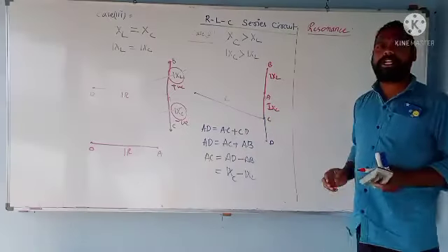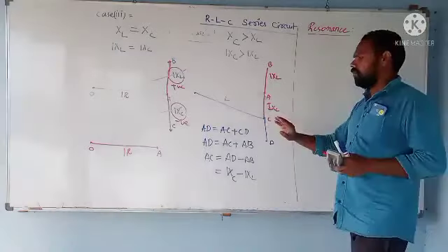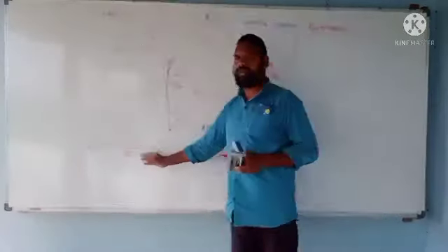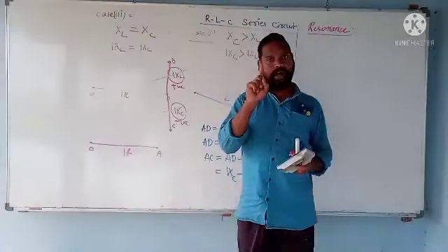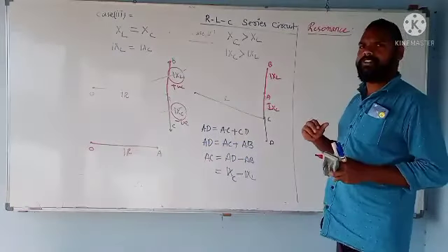I said already in the classroom, what is the power factor? It is the angle between voltage and current. So whenever the angle between voltage and current is equal to 0, then the power factor will be 1, cos 0 equals 1. So in that way the power factor will be improved.